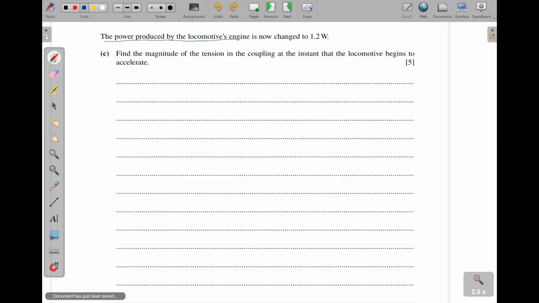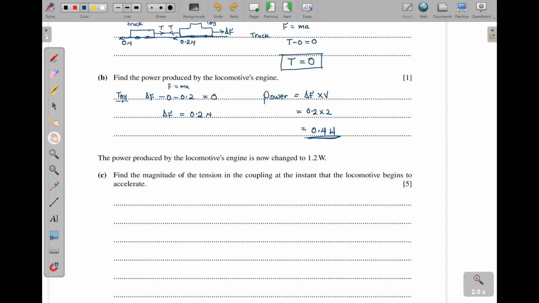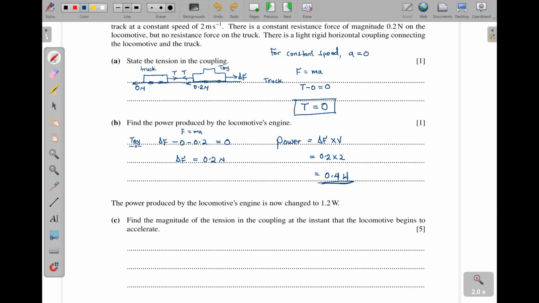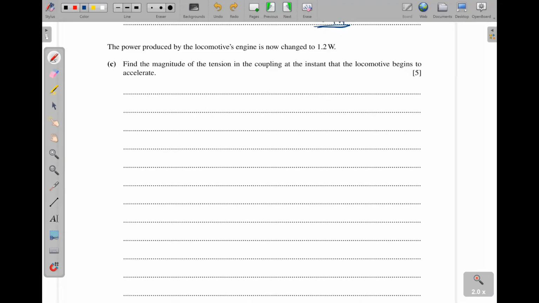The power produced by the locomotive's engine is now changed to 1.2. Remember, power is directly proportional to the speed and the driving force. So that means one of them has to change in order for power to change. But since they said it is constant speed, that means there is a change in the driving force. So we have to find the new driving force.